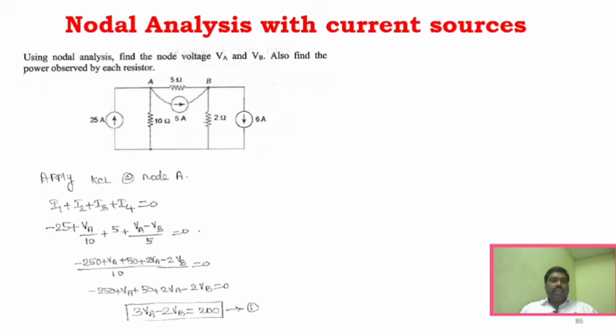So you can see here, whatever I explained, that is what is given here, right? This particular node, 25 is approaching that node, so it's minus 25, and this branch is VA divided by 10. Similarly, if you take this particular branch, it is moving away, so it is plus 5, and similarly VA minus VB divided by 5. If you simplify this expression, you get this equation.